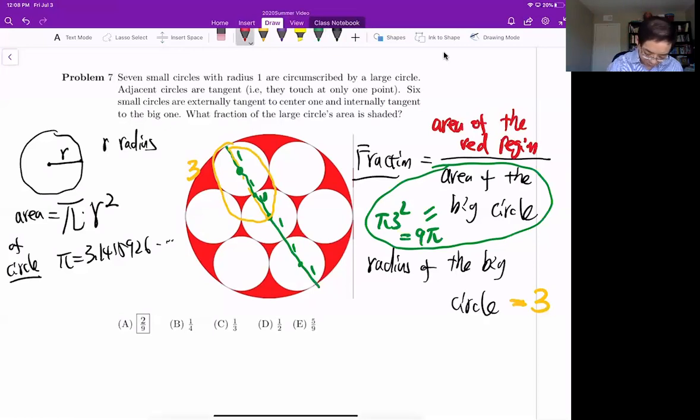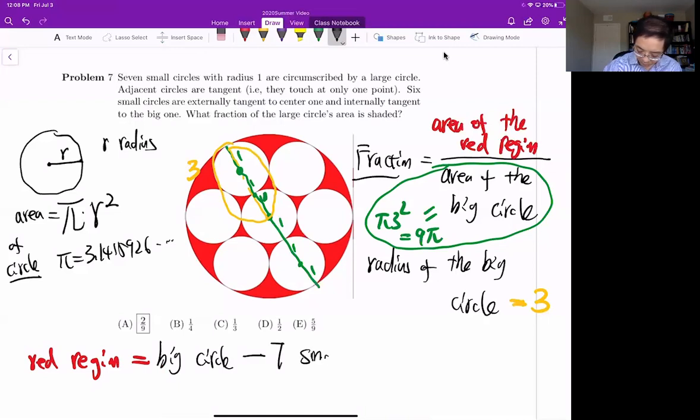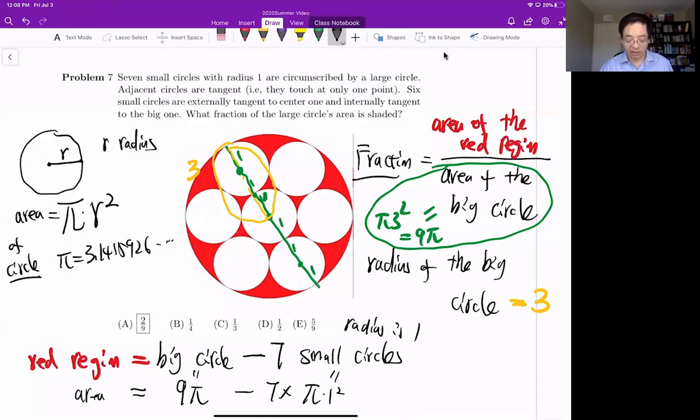Okay, so here we have the red region equals the big circle minus 7 small circles. The big circle, we know the area, we just calculated 9 pi. And minus 7 times the small circle. Each radius is 1, so just pi times 1 squared, which is just pi. Each is pi. So I calculate this is 2 pi. So I get the area of the red region is 2 pi.